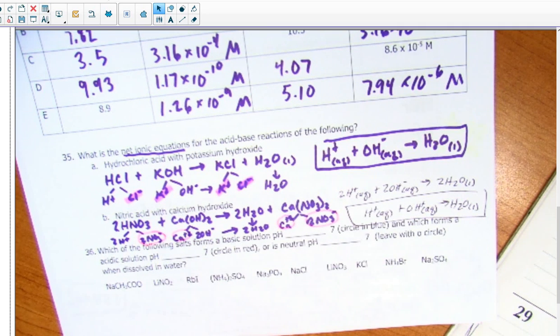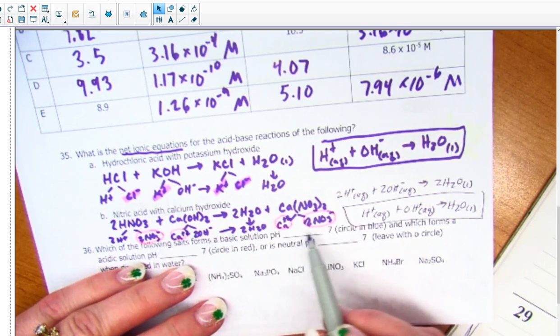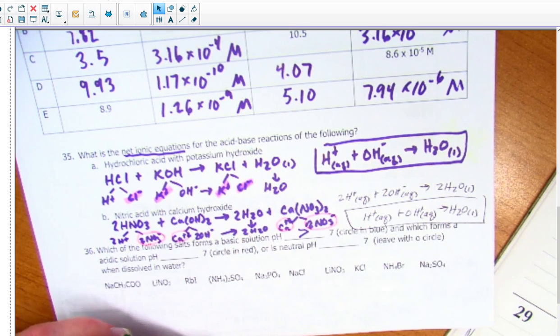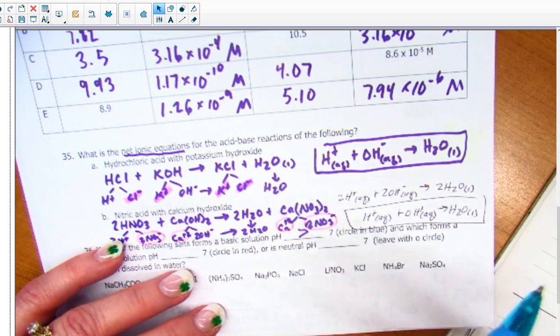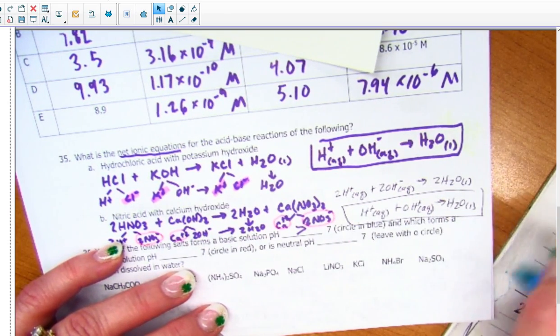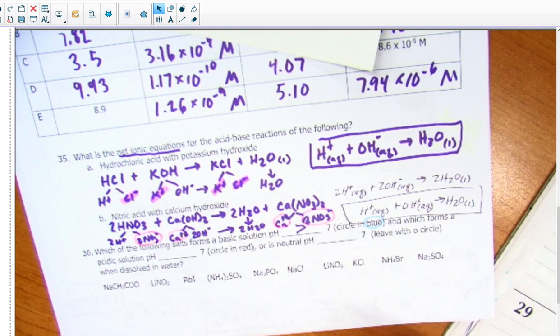Okay, which of the following salts forms a basic solution? It wants to know what a basic solution is, and that would be greater than 7. Circle in blue. It doesn't want to work. Try this one. Circle in blue. There we go. So that's going to be something that is giving me a strong base and a weak acid. Okay, so we'll go through that in a minute.